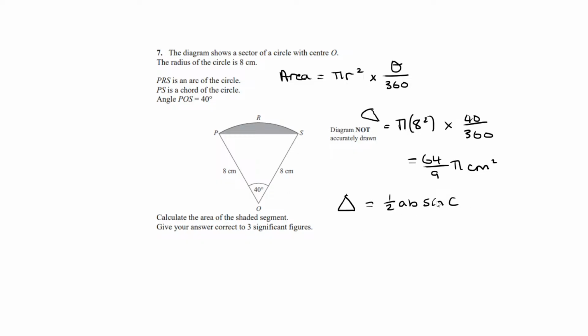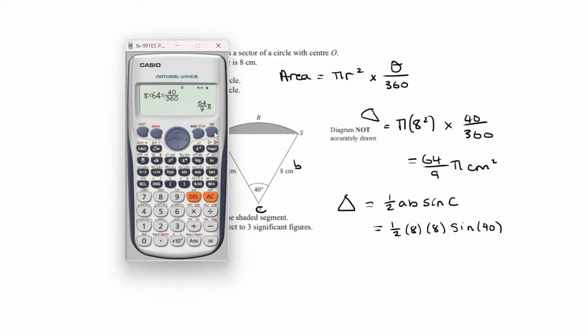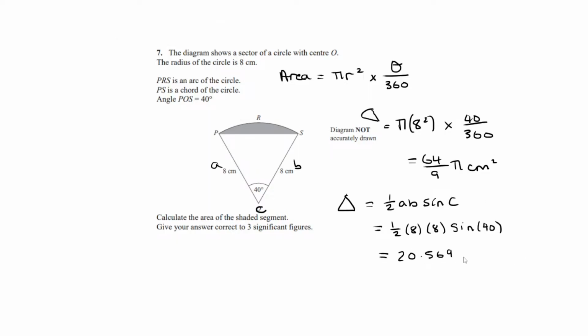So in this case, it's the angle and then the two sides between it, so the two radius. So that's a half times 8 times the other 8. Now you could call this A, B, and then this one here can be angle C, sine 40. So I would also, again, put that into my calculator, times sine of the angle 40. Now that one does give me kind of loads of decimals, so I'm going to leave the answer there, but 20.569-ish, dot, dot, dot. Try not to round anything until the end.